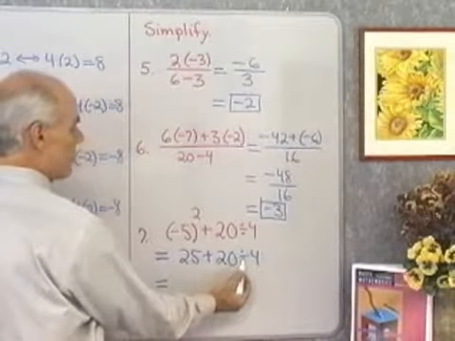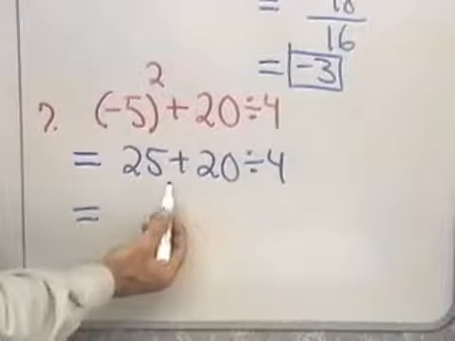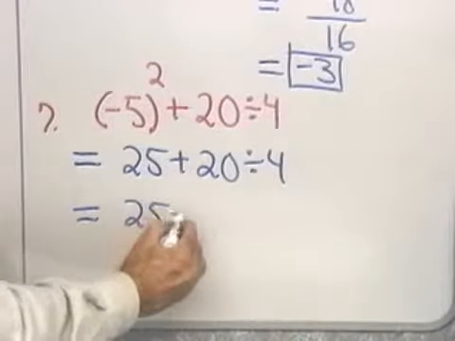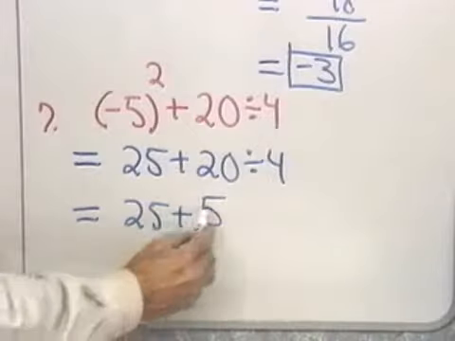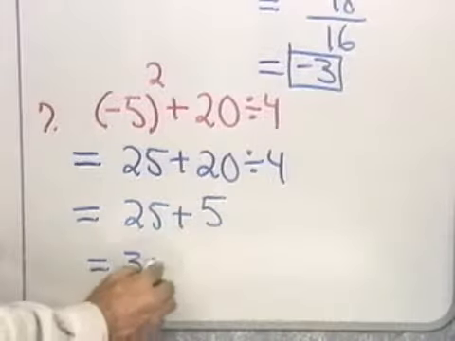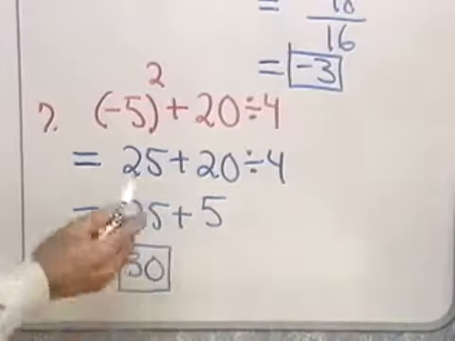Next, I have addition and division. I want to do division before I do addition. So 20 divided by 4 is 5, and now 25 plus 5 comes out to be 30.